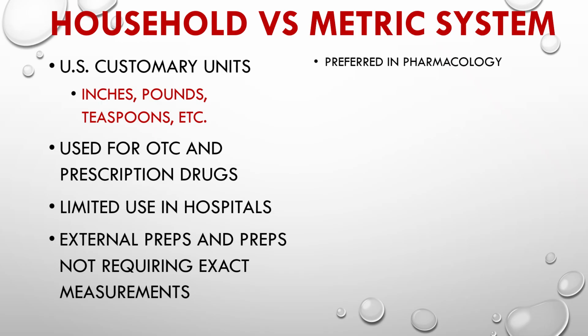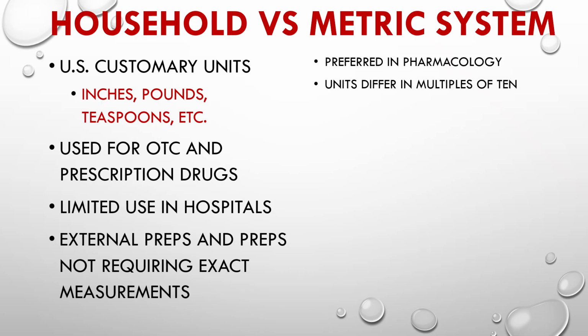Our metric system though, this is preferred in pharmacology and especially those hospital systems. All of the units in the metric system change by multiples of 10. Not the case with household. So if we're converting inches to feet, it's 12. We have 12 inches in a foot. We have these crazy conversion numbers that we all had to memorize or learn in grade school. The metric system though is much simpler. Everything is just by tens. So we are increasing or decreasing by multiples of 10.